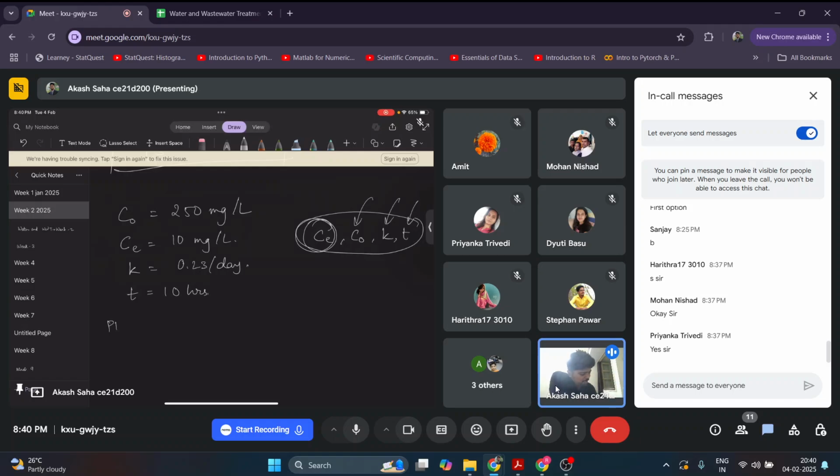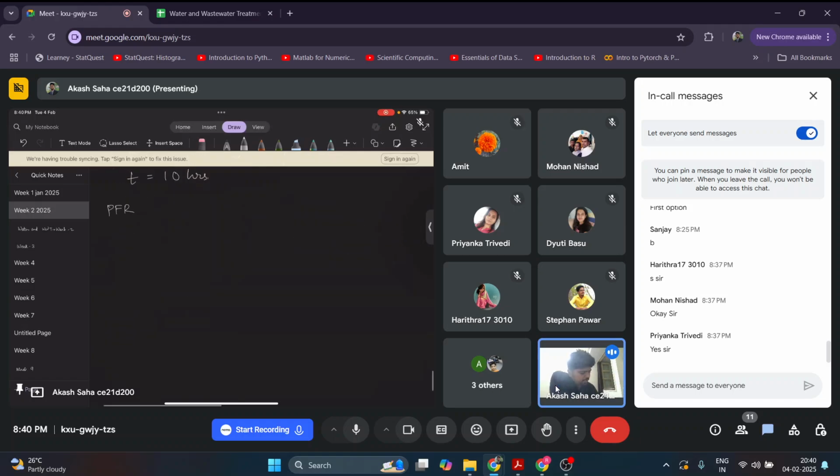Now, for any PFR, just note it down. For n equal to 0, that is for zeroth order reaction, the equation is C is equal to C naught minus K into HRT. So this is for zeroth order reaction. For first order reaction, we have already derived it, C is equal to C naught into e to the power minus K into HRT. So this is the first order reaction.